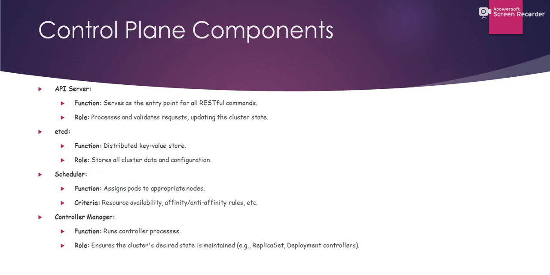Let's dive deeper into the control plane. The API server is the entry point for all interactions, ensuring commands are validated and executed. etcd acts as a consistent and reliable key-value store for all cluster data. The scheduler decides which node will run a particular workload based on resource requirements. Lastly, the controller manager monitors and enforces the cluster's desired state. Together, these components ensure the cluster operates smoothly.